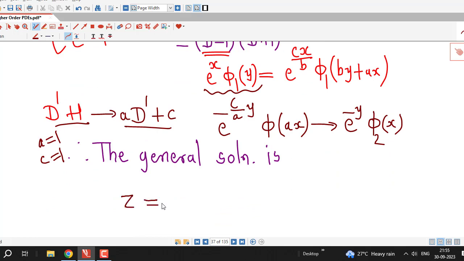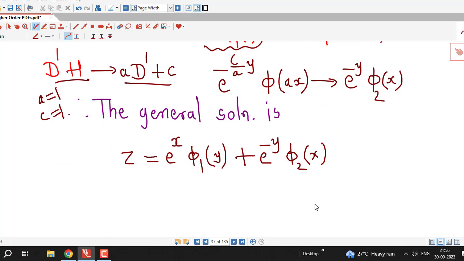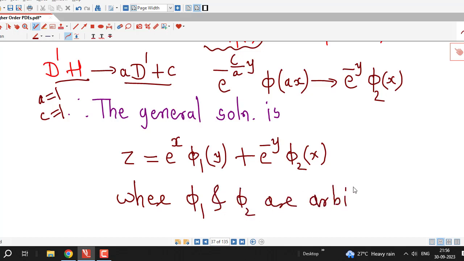So now we are combining both the results, e raised to x times arbitrary function of y plus e raised to minus y times arbitrary function of x, and here these two functions, phi 1 and phi 2, are arbitrary.